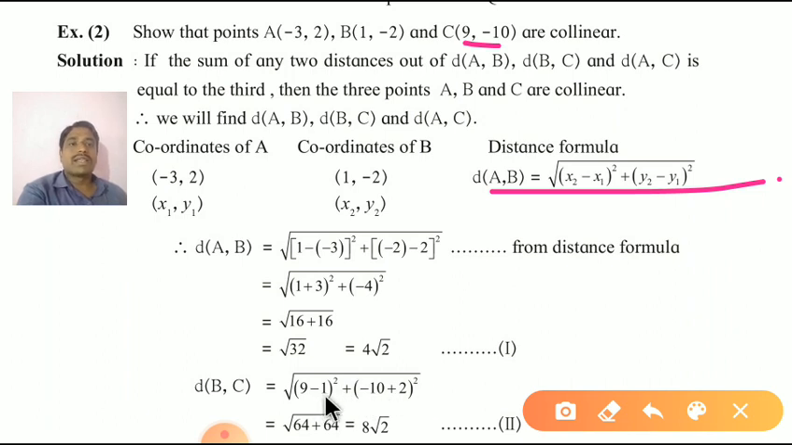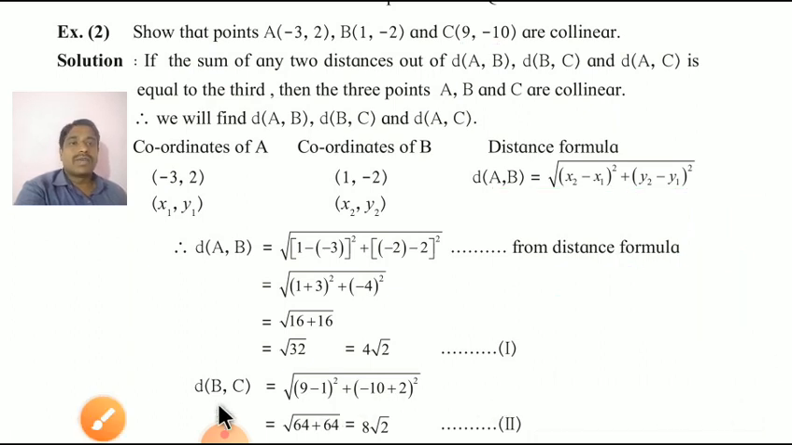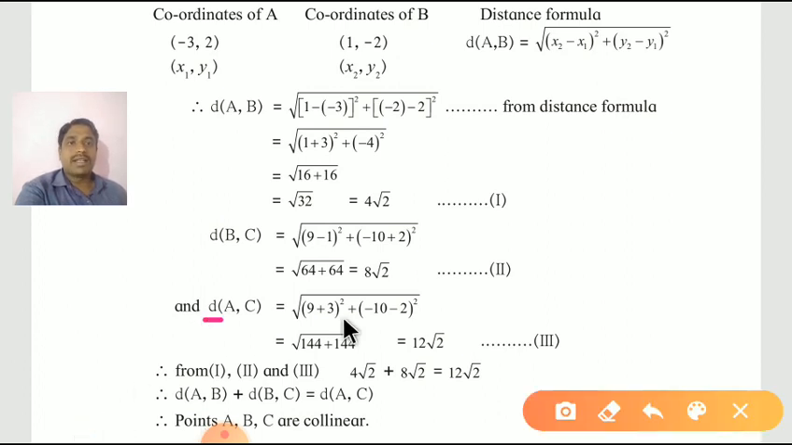9 minus 1 is 8. 8 squared is 64. Again -10 plus 2 is -8, and 8 squared is 64. So we write the square root of 2 times 64, that means 64 into 2. We know that the square root of 64 is 8 and root 2 stays, and in this way we find the distance between B and C is 8 root 2. Consider this equation number 2.